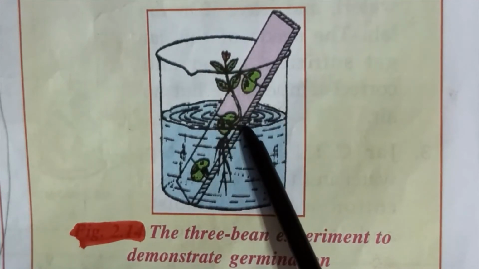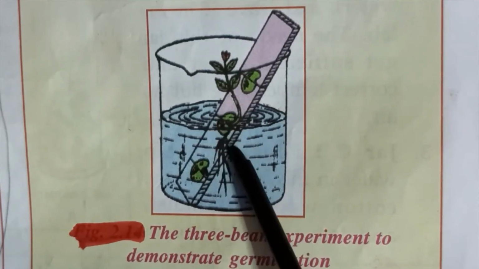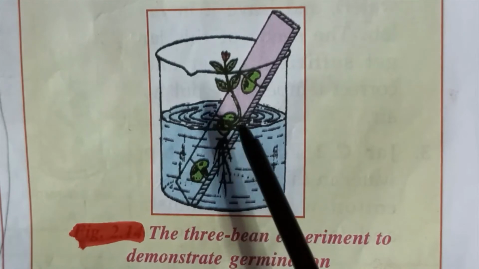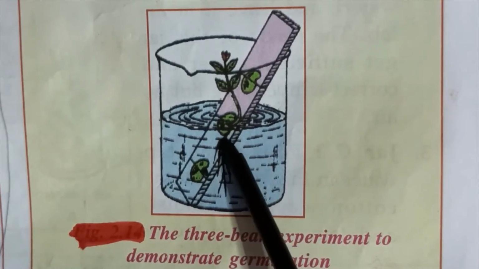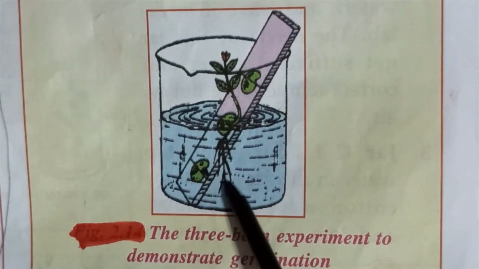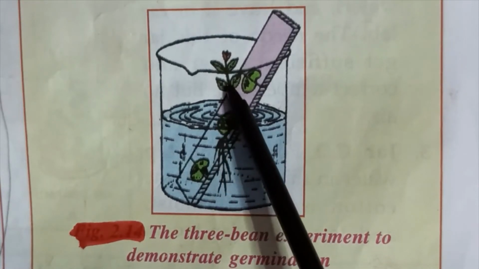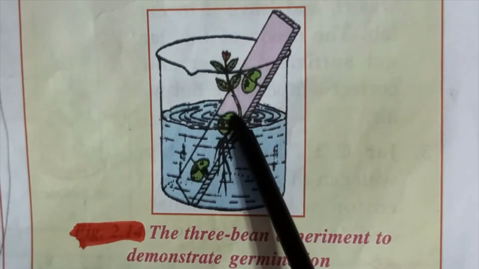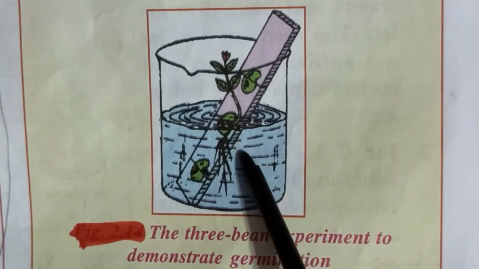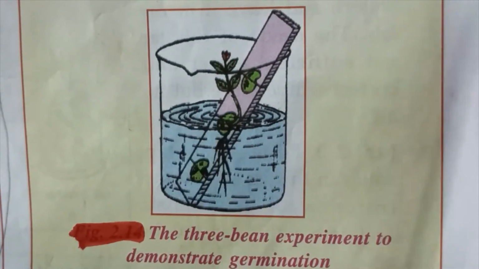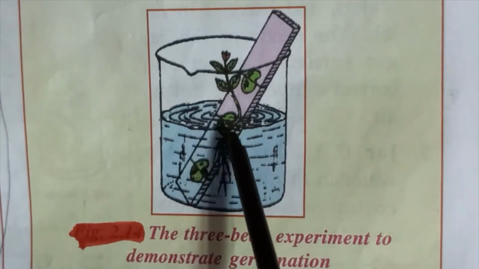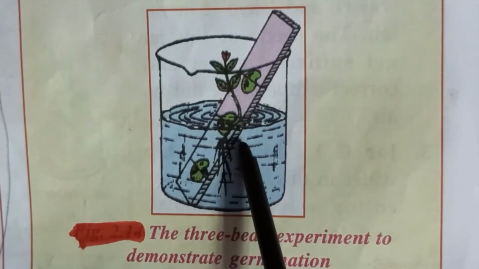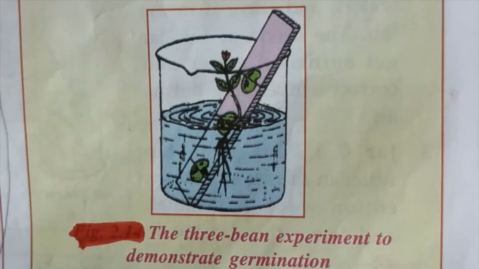But the middle seed, which was partially immersed in the water, shows germination. It starts germinating. The radicle comes out from here, and the plumule will form the shoot system and leaves come out of it. So it is showing germination because it gets all the conditions: it gets air, it gets water, and it gets a suitable temperature for germination. That's why it shows germination.